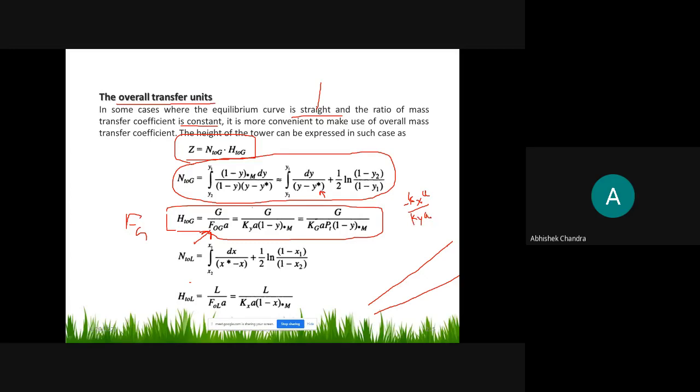So yeah, we can directly find out the equilibrium interfacial composition with the help of the equilibrium curve, without needing to draw this type of construction. Similarly for the liquid case, and this is for the height of the liquid transfer unit.